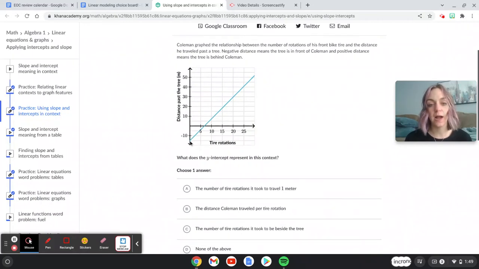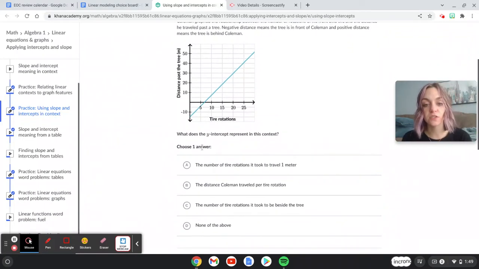So I find the y-intercept down here, which is at negative 15. And y is telling me distance past the tree in meters. Now remember, negative distance means that the tree is in front of Coleman. So what this is saying is that the y-intercept, when he had 0 tire rotations, the tree was 15 yards or 15 meters in front of Coleman.